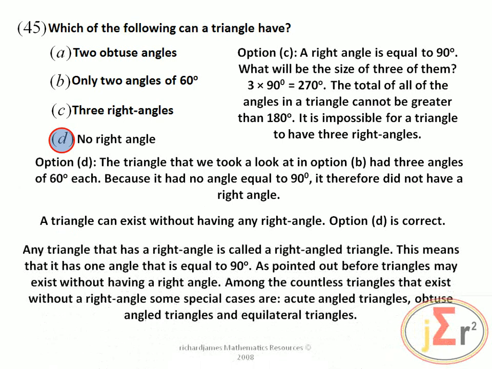Any triangle that has a right angle is called a right angled triangle. This means that it has one angle that is equal to 90 degrees. As pointed out before, triangles may exist without having a right angle. Among the countless triangles that exist without a right angle, some special cases are acute angle triangles, obtuse angle triangles, and equilateral triangles.